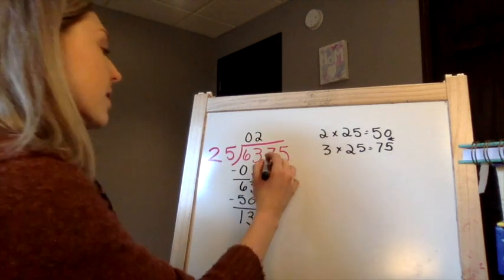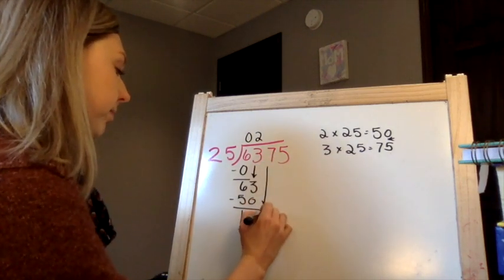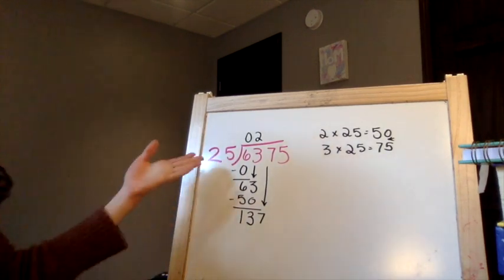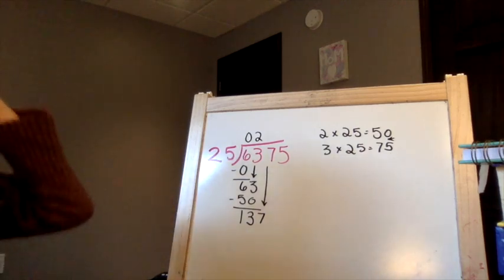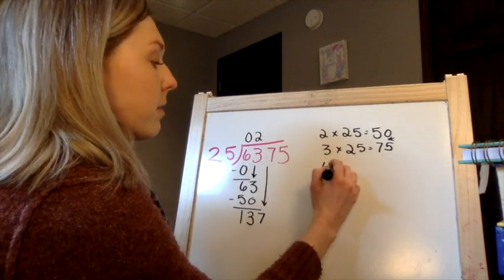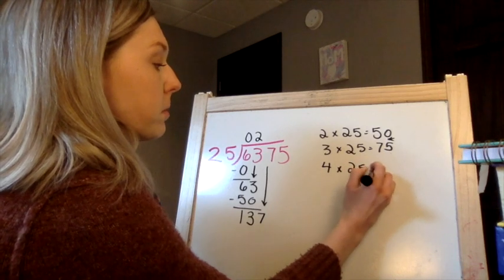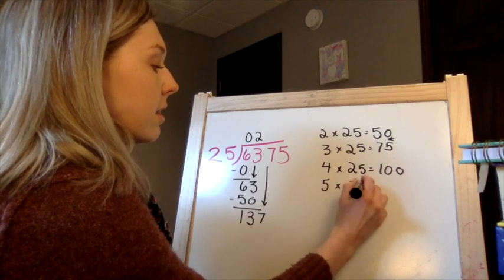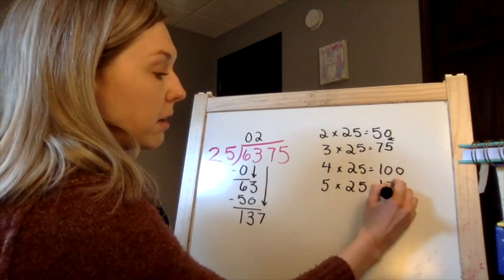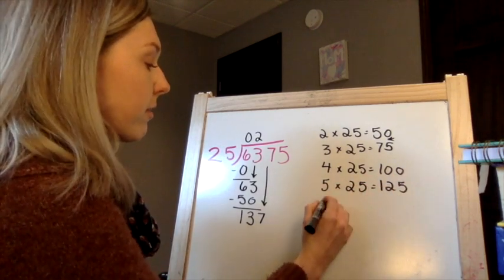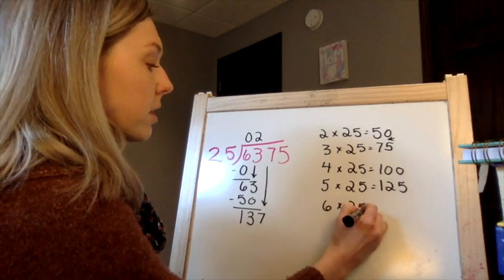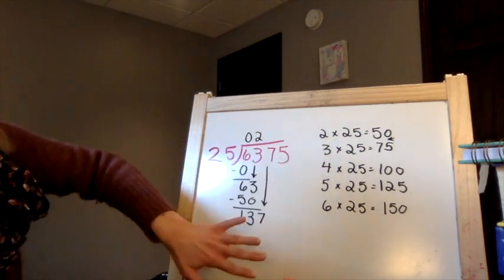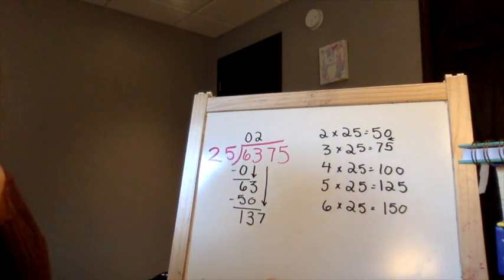No, it does not. So we bring down the 7. 25 goes into 137. Okay, it does because it's bigger than 25. So now we have to figure out how many times. So I'm going to write out your 25 times groups to help you here. And if you're wondering how I know them so fast, think counting quarters in money. So 5 quarters is $1.25. 6 quarters is $1.50. Okay, 2 quarters is 50 cents. So that's how you can remember times 25.